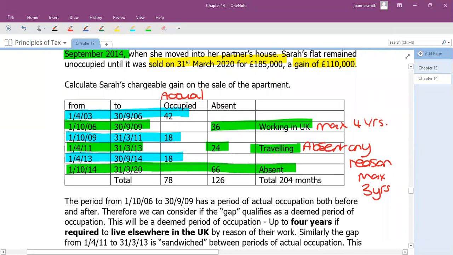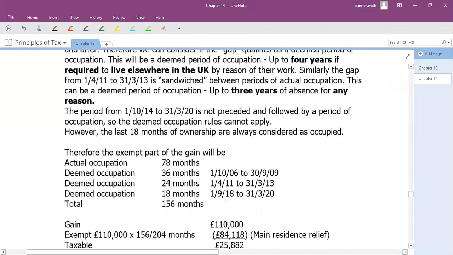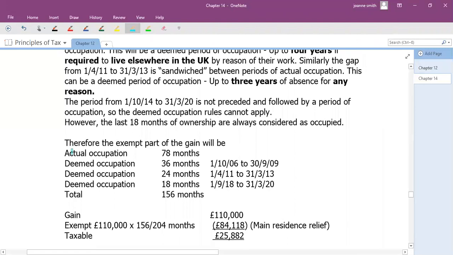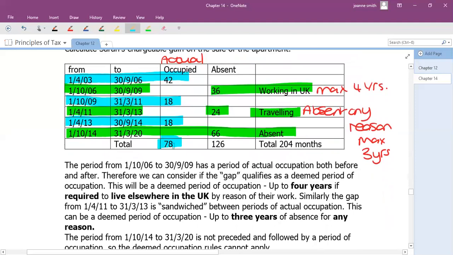Now, the actual occupation, what we've got here, when she physically lives in the house, she's got some actual occupation here of 78 months. All right, the total of that column. So she physically lived in the house for the first 42 months, then back in for 18, and back in again for 18. She was absent for 126 months. So in total, she's got an ownership period of 204 months. So 78, she physically lives there, 126, she was absent.